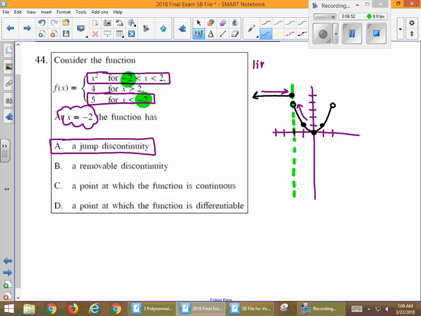You would say, okay, the limit as x approaches -2 from the left, and there we would use 5, of f of x is 5, and that's just from the definition there. And then the limit as x approaches -2 from the right of f of x is, well, we would need to plug into our x squared function, so we would do -2 squared, and positive 4. And since 5 and 4 are not equal, definitely not continuous, and since there's a jump in between them, it's a jump discontinuity.